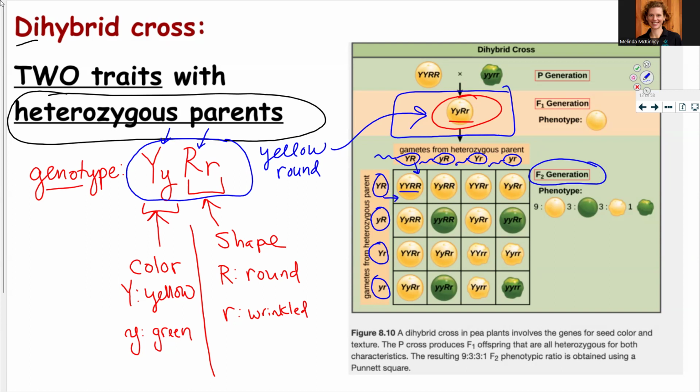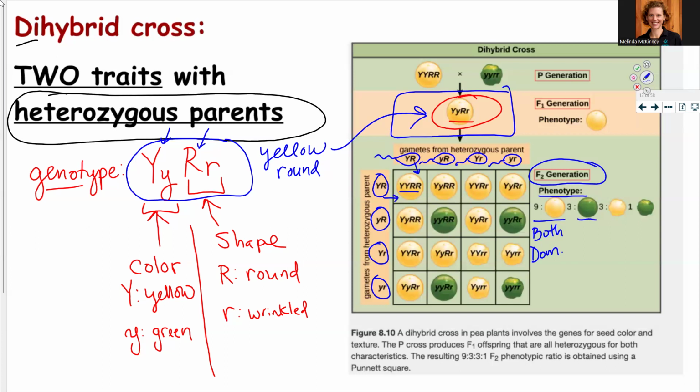In this case. For the phenotypic ratio, in this case, we've got 9 out of the 16 that have both dominant traits. So these are both dominant. So they look like the parents, okay? Both of the dominant phenotypes. So they're 9 out of 16 are yellow and round.